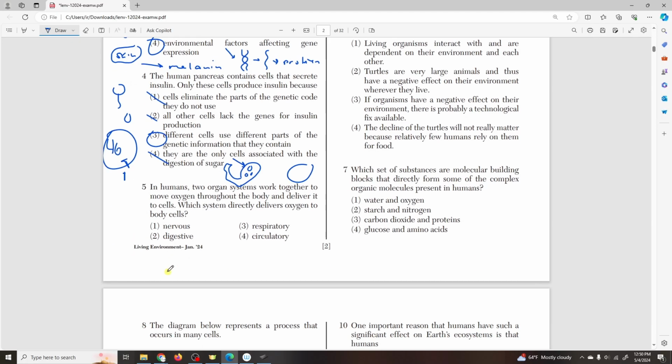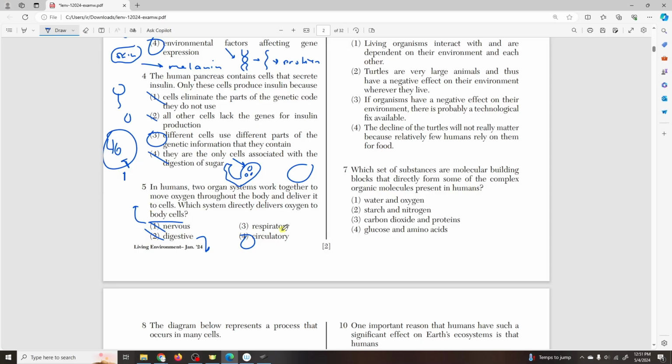So number 5 says in humans, 2 organ systems work together to move oxygen throughout the body and deliver it to the cell. Which system directly delivers oxygen to body cells? Well, it would be the circulatory system. This is kind of a trick question, because obviously you can eliminate nervous and digestive. Digestive breaks down food into energy for your body to use, and the nervous system sends signals to control your body, so to move and to breathe and to, I don't know, decide to make a YouTube video, right?